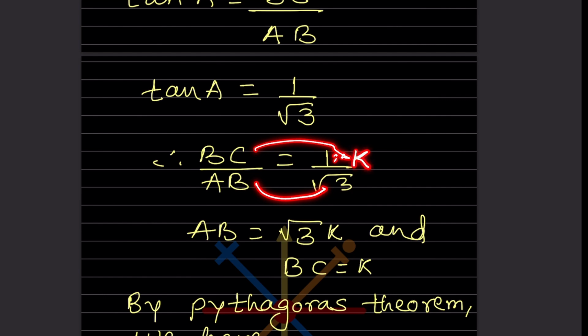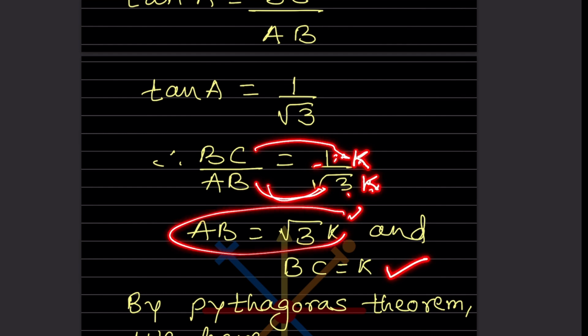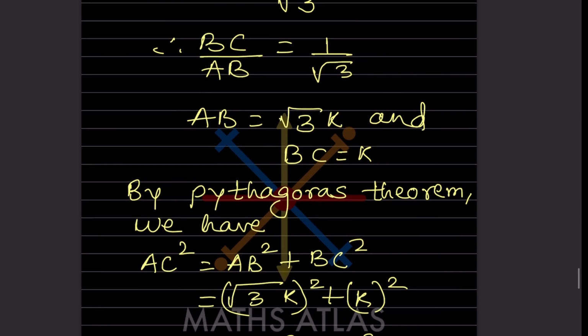Let us put K over here and K over here. So we can say BC is just K. This is what is there. And AB is root 3 K. Hope you got this one. So AB is root 3 K and BC is K. So now what will you do by Pythagoras theorem?